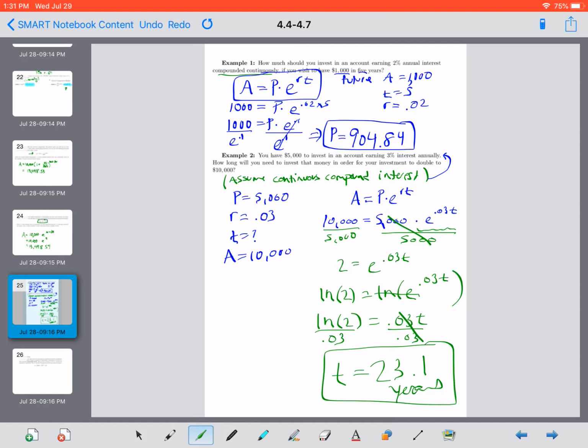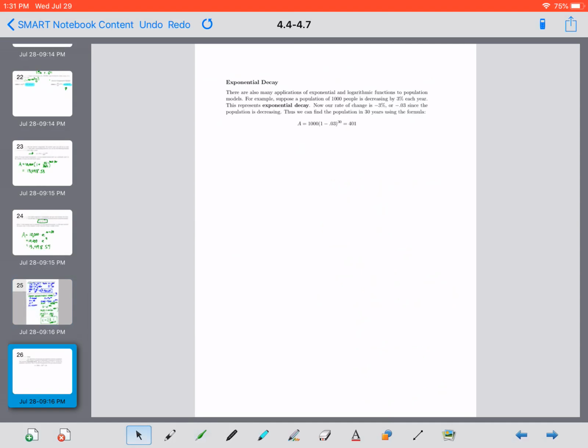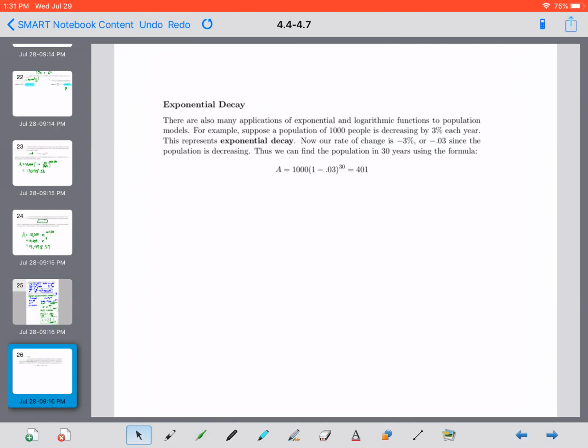Okay, so you can see how using what we learned about solving exponential and logarithmic equations can come in handy here. Now let's do one more example that's not financial based. Let's talk about exponential decay, and we'll talk about population decay. So there's other applications to exponential and logarithmic functions that apply to population models. So for example, if you knew that a population of 1,000 people is decreasing by 3% each year, this is going to represent exponential decay.